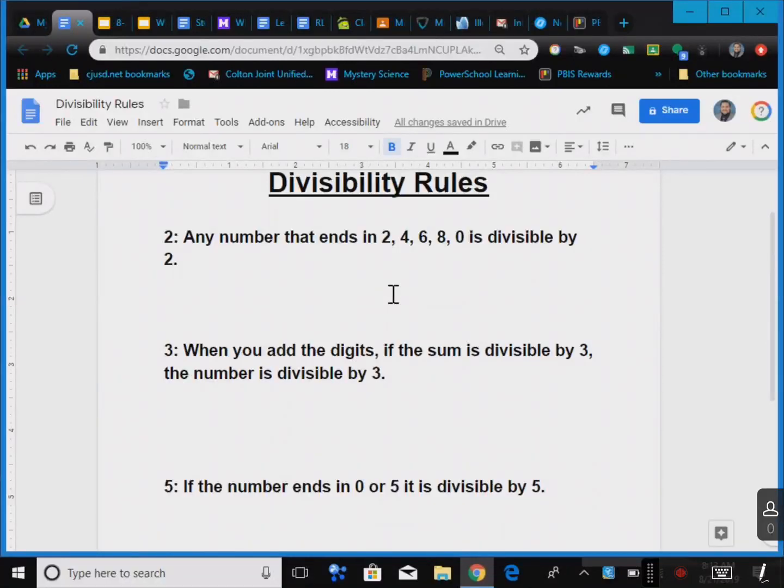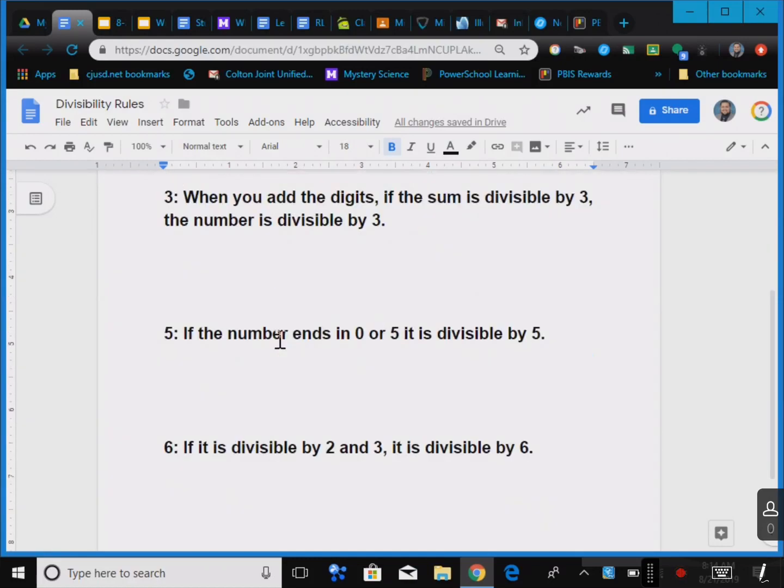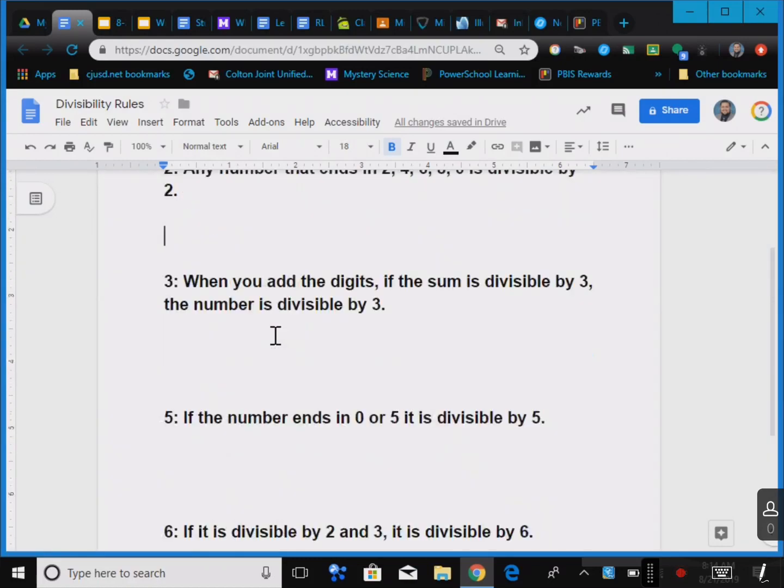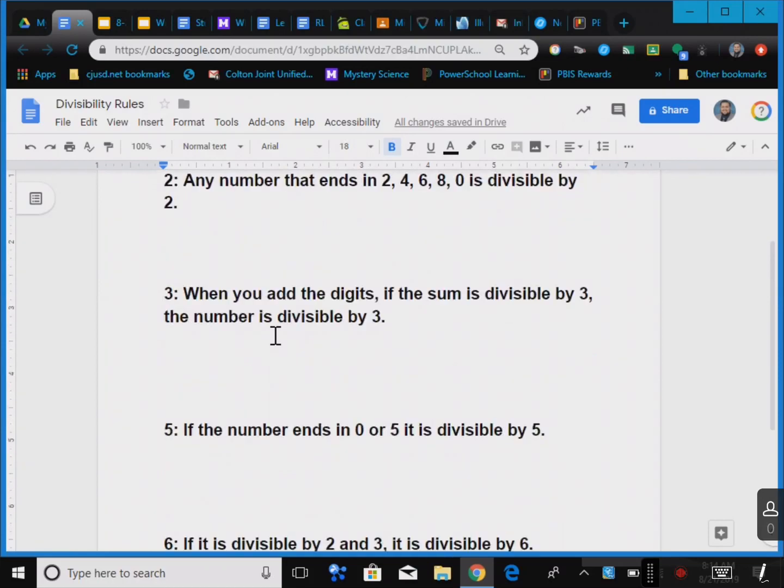Hello everyone, we're going to talk about divisibility rules today. So let's go ahead and get started. We're only going to do 2, 3, 5, 6, and 10. This will be about 90% of the numbers you will see anyway.